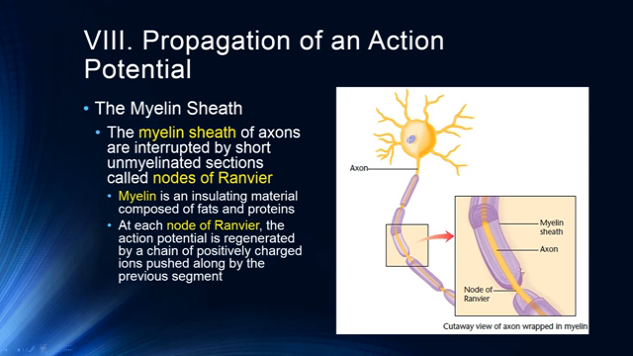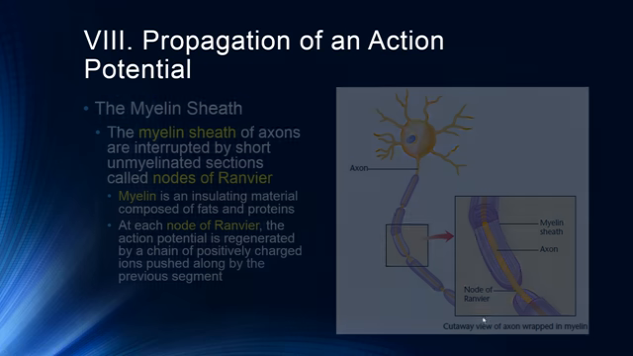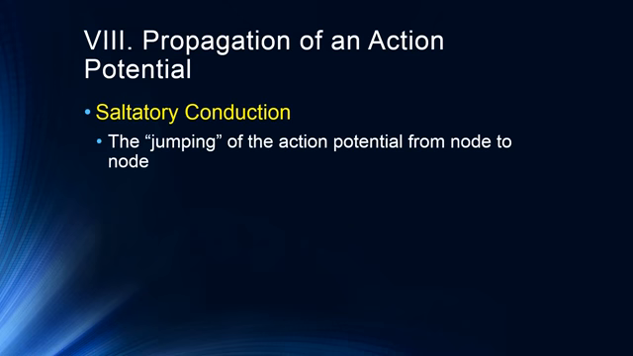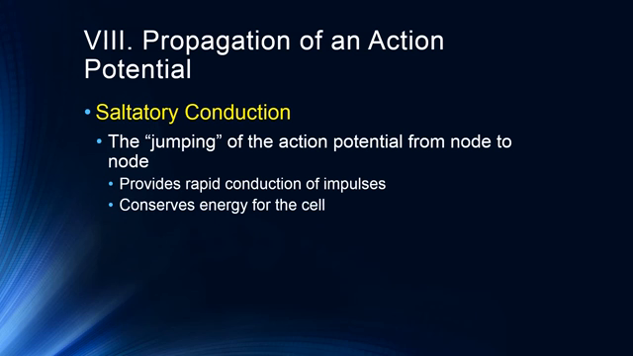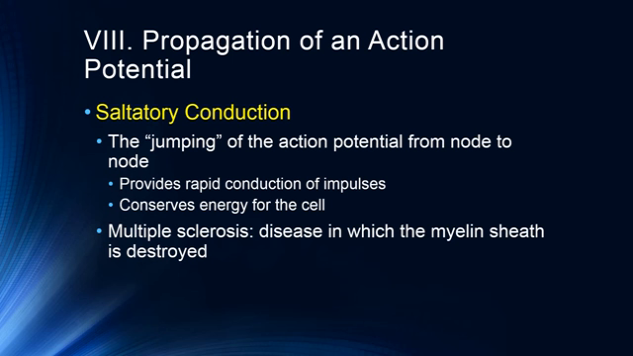It looks something like this. We have the myelin sheath covering all of the ion channels, so only at the nodes of Ranvier is the action potential generated, and it's generated at each node. We call this saltatory conduction, the jumping of the action potential from node to node. It provides rapid conduction of impulses and conserves energy for the cell, so that the cell doesn't have to propagate the action potential down the full length of the neuron. Rather, it only has to go down the small places in between the myelin sheath.